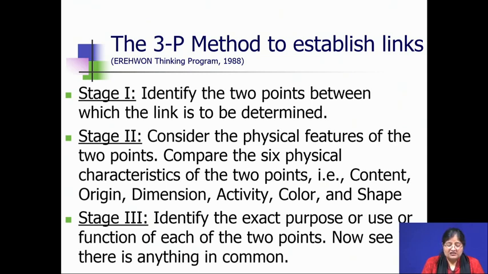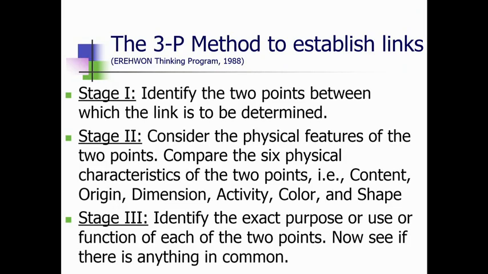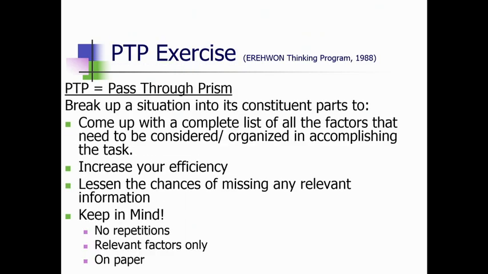Now stage 2: first you identify what you want to connect, then you consider the physical features of the 2 points. You compare the physical characteristics of the 2 points, that is content, origin, dimension, activity, color and shape, and then you identify the exact purpose or use or function of each of the 2 points. Now you see if there is anything in common. This is called the 3P method.